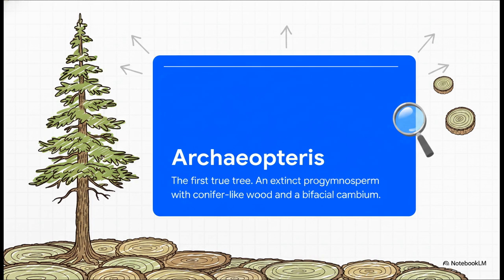Now, Archaeopteris was revolutionary because it invented that bifacial vascular cambium we looked at earlier. Before this guy came along, plants just grew from the tips. If the tip broke off, well, it died. But Archaeopteris figured out how to grow continuously in both height and girth. It laid down layers of strong, conifer-like wood to fully support that massive, gravity-defying weight. Some of these ancient pioneers actually reached 100 feet tall and lived for decades.